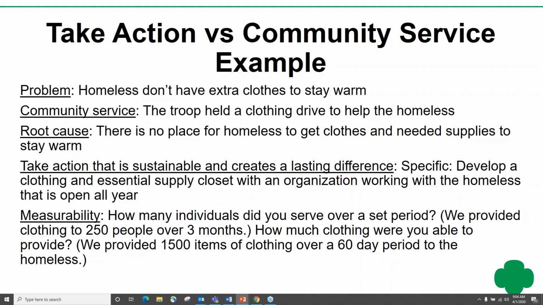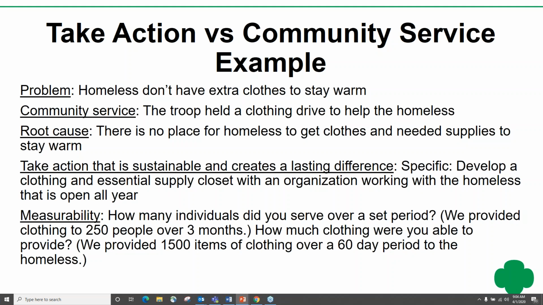So in this particular example, we are going to say that that is the root cause your troop decides to address. There is no place for homeless people to get clothes and needed supplies to stay warm. So your troop then would set out to try to find a solution that is sustainable and creates a lasting difference. It's very helpful to be specific when you're developing how you will address the issue. So in this case, you've decided to develop a clothing and essential supply closet with an organization working with the homeless that is open all year.